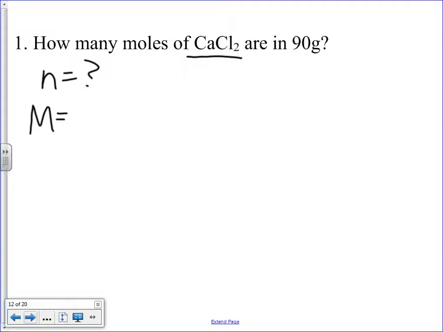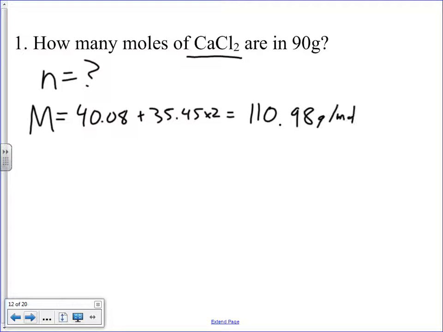So molar mass is going to be 40.08 plus 35.45 times 2. That should be 110.98. Yeah, 110.98 grams per mole. Just double check if someone's got a calculator. I shouldn't do that in my head, but I'm pretty sure that's what it is. All right, now I've got my molar mass. What else did the question tell me? 90 grams. That's little m, mass.